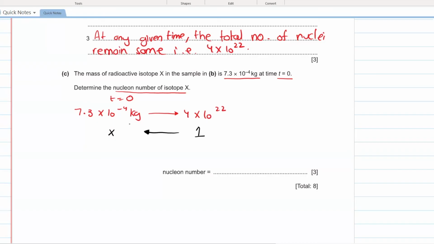7.3 into 10 raised to the power of minus 4 kg is the mass of 4 into 10 raised to the power of 22 nuclei. What will be the mass of one nuclei? X is equal to 7.33 into 10 raised to the power of minus 4 divided by 4 into 10 raised to the power of 22. What will the mass of X, or one nuclei, come out to be?